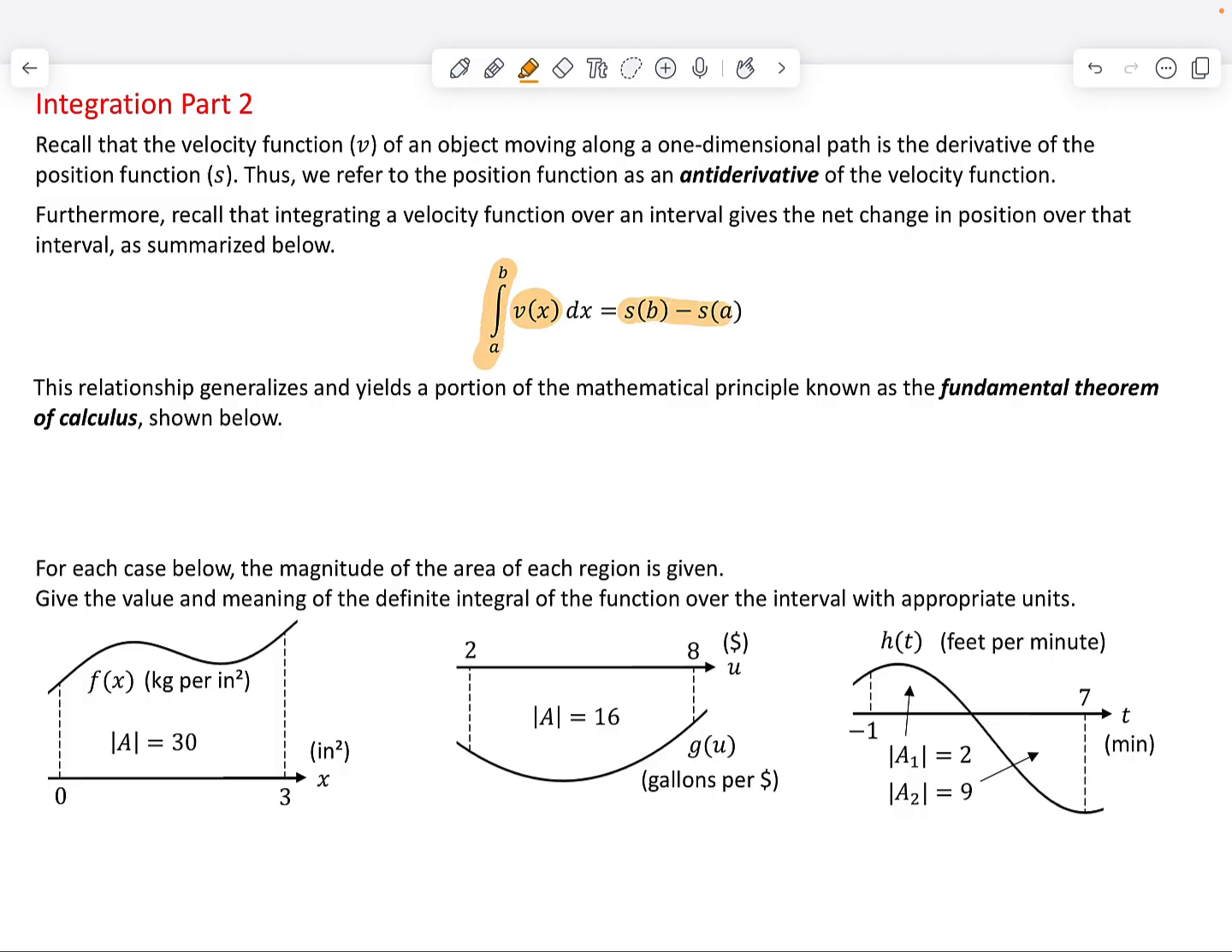were changes in position. So it's the position at time b, or when the input variable is b, minus the position at time a, or when the input variable is a. And the key realization that connects differential and integral calculus is the fact that the derivative of s is equal to velocity. So this function s that's experiencing a change is an antiderivative of the function that is the integrand. This relationship generalizes and yields a portion of the mathematical principle known as the Fundamental Theorem of Calculus, shown below.